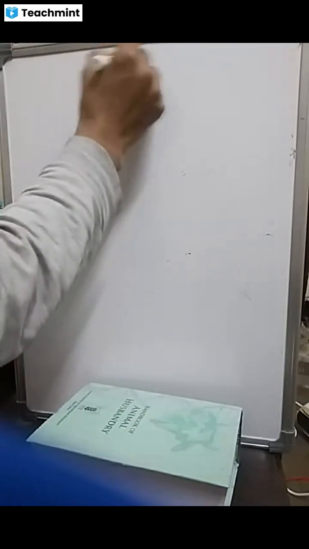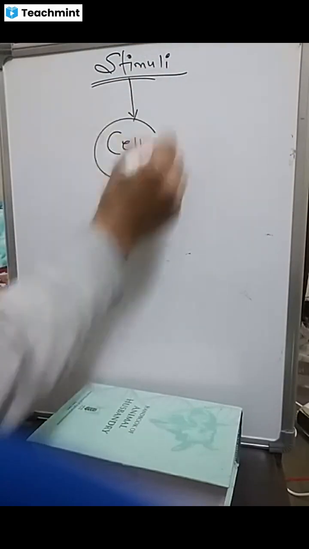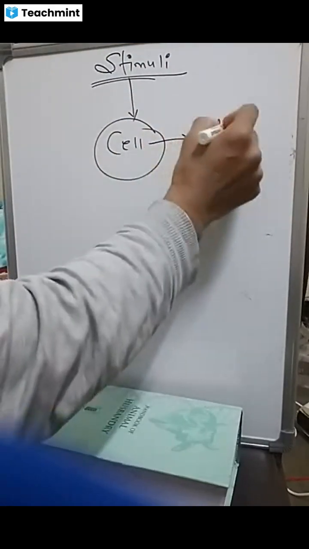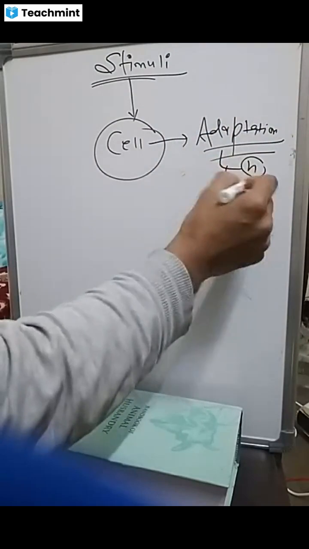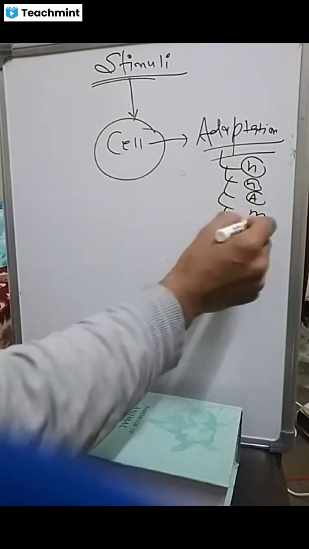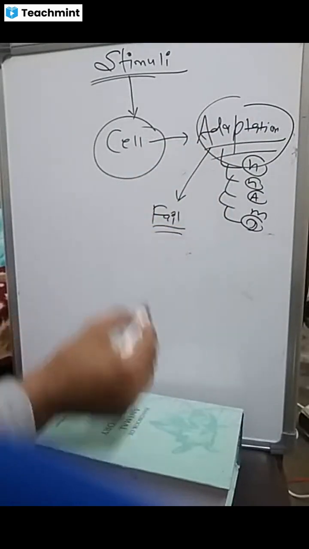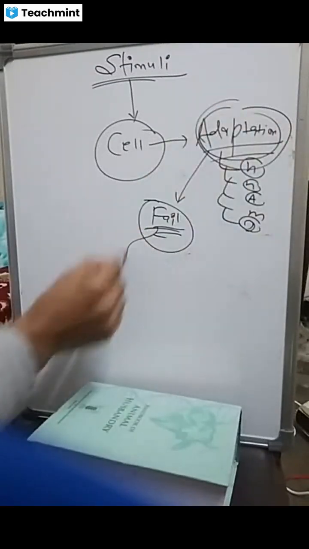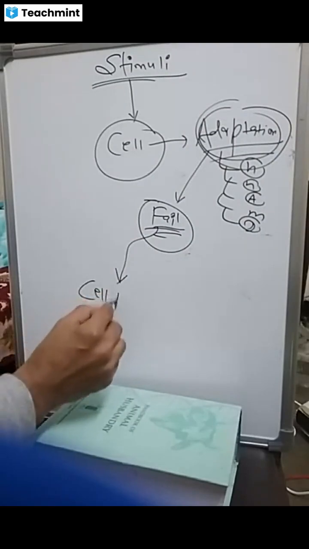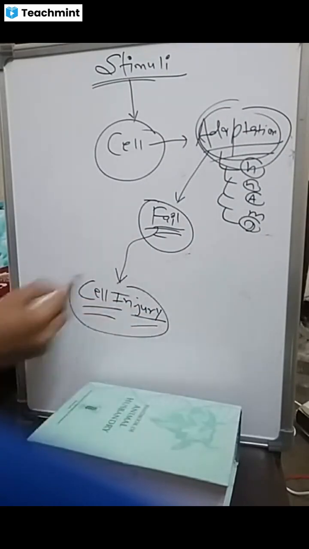So in the last video, it was about the stimuli and the response of a cell, how a cell responds. The cell was responding by cellular adaptations like hypertrophy, hyperplasia, atrophy, metaplasia, or dysplasia. But what happens if these adaptations fail? If the cell is failing to adapt, then it will undergo cellular injury. This is called cell injury.